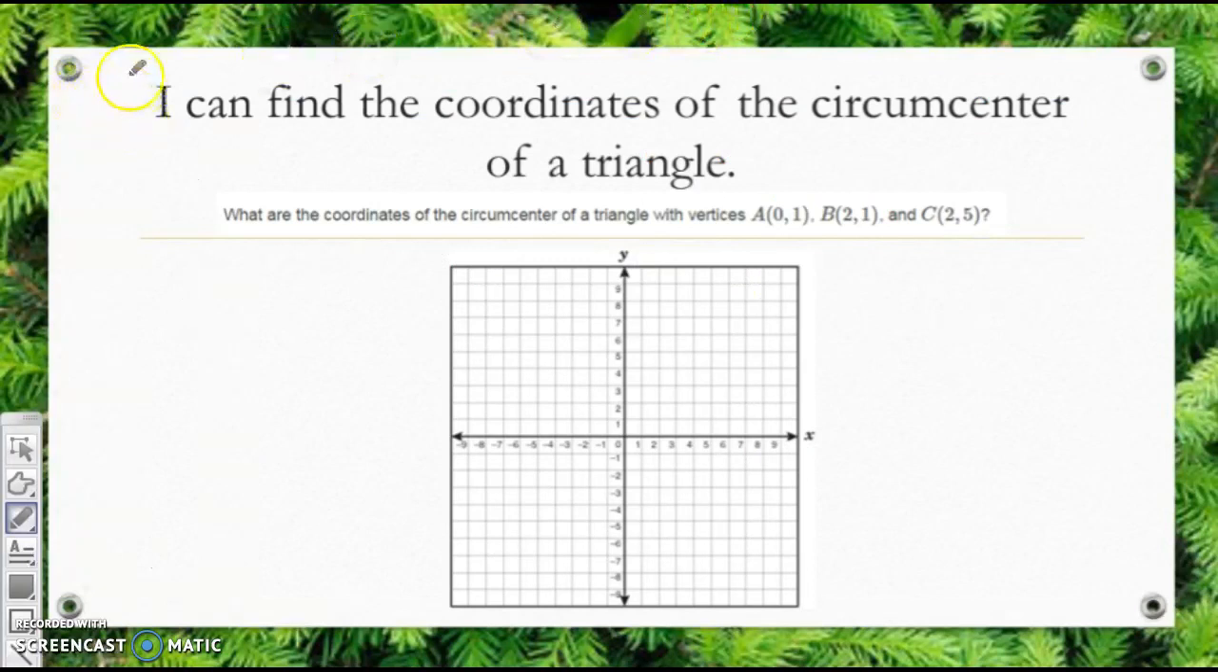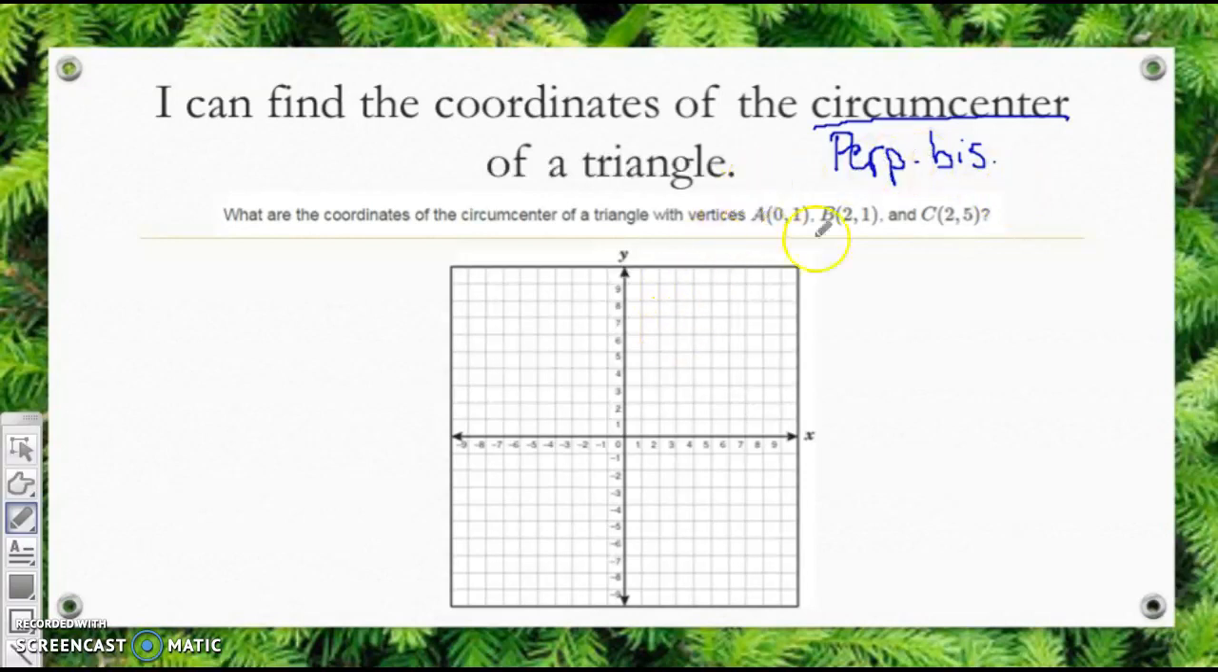Okay, so the first I can statement is I can find the coordinates of the circumcenter of the triangle. All right, so to start off with, when we see circumcenter, I would go back to my rap, people be crazy, and I would make myself a note that I need to find the perpendicular bisectors.